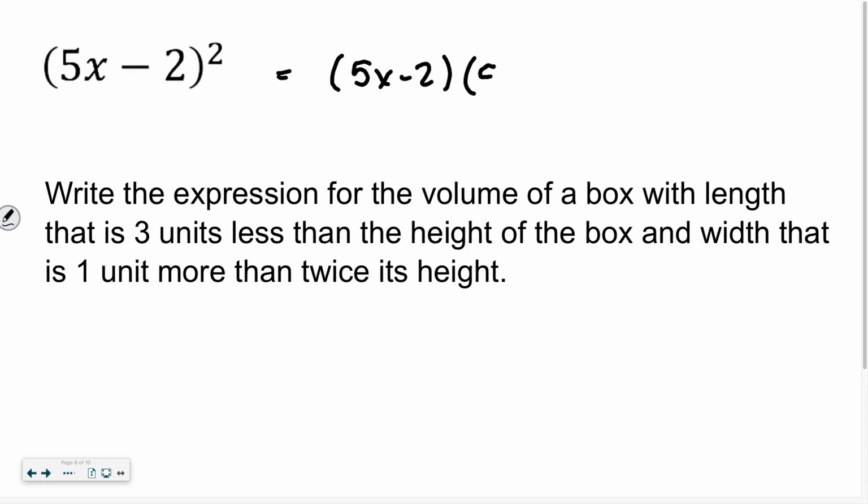It means multiply it by itself, so you should FOIL it out. This will turn out to be 25x squared minus 20x plus 4.